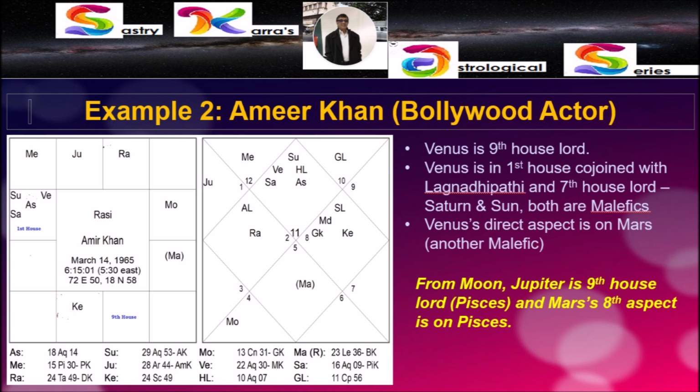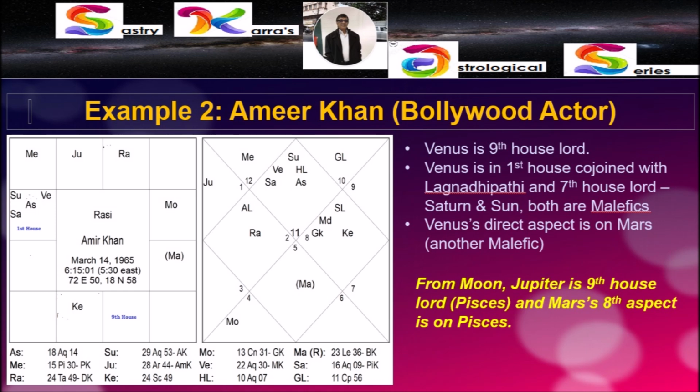The 7th house is Leo. The 7th house lord is Sun, Saturn's bitter enemy. And where is the Sun? Sun is another malefic planet. Where is Sun residing? Sun is residing in Lagna, co-joined with Saturn. So naturally, the Lagna has issues with respect to both the first house and the seventh house.